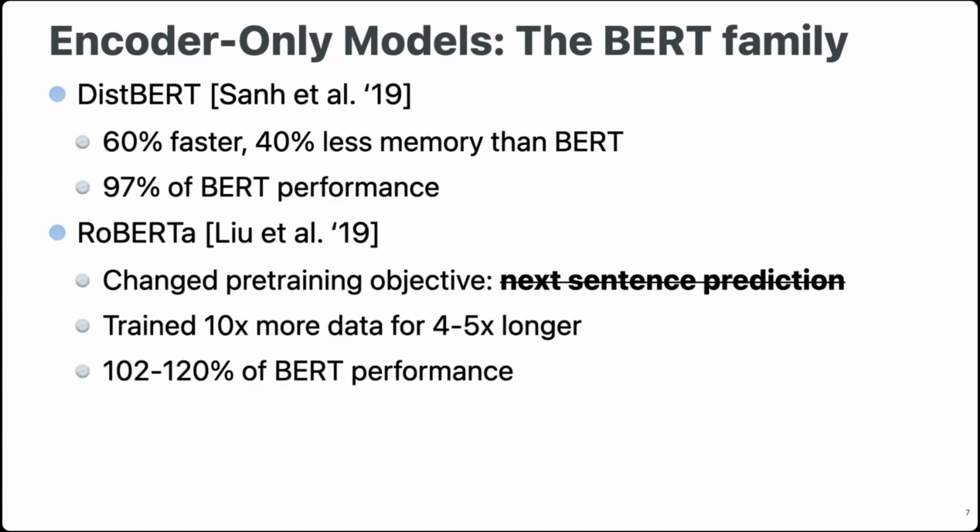So in this way, they throw away the next sentence prediction in pre-training, and they train on a lot more data for a longer time, and they achieve better performance. And actually, on the GLUE benchmark, they achieved a lot higher performance just by simply changing the pre-training objective and training longer, which was very exciting.